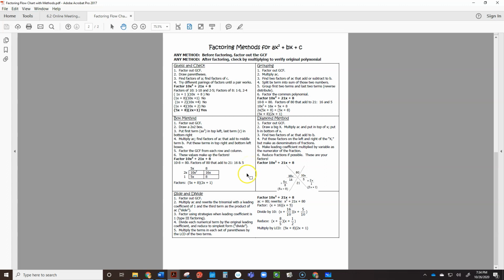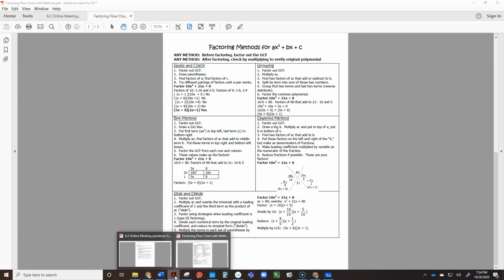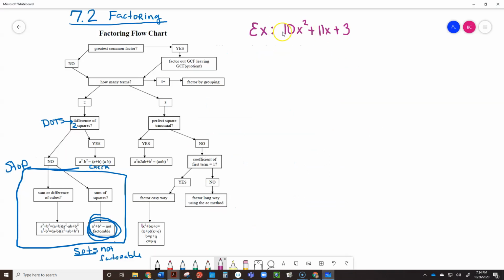And when I say do it, what I mean is I want you to be able to factor a trinomial whose A is not 1. Right here, this is a trinomial. So let me take you through the factoring flowchart. Does this problem have a GCF? Is there a GCF? And the answer is no. 3 is a prime number, 11 is a prime number. You can't have a GCF if you've got prime numbers in your problem. So the answer is no. How many terms? 3.